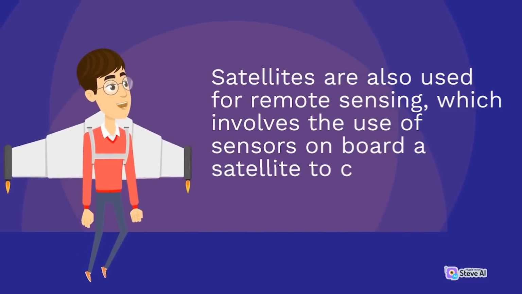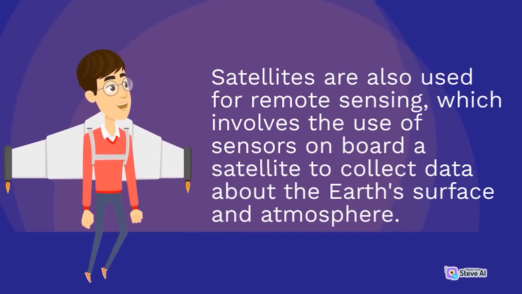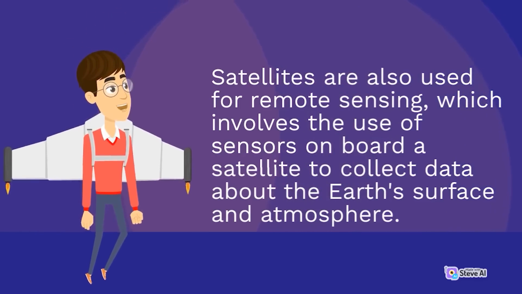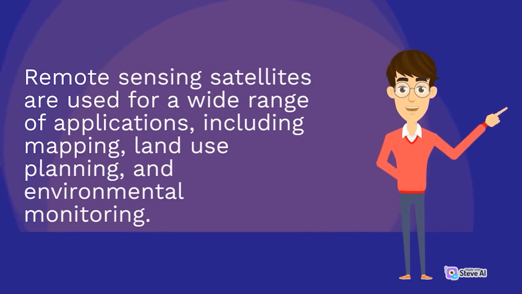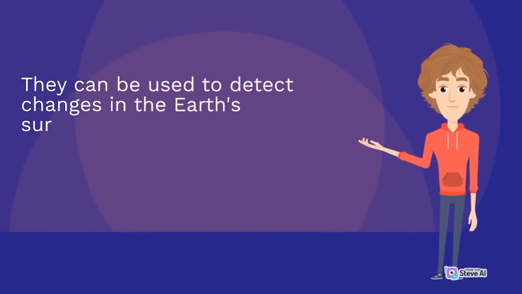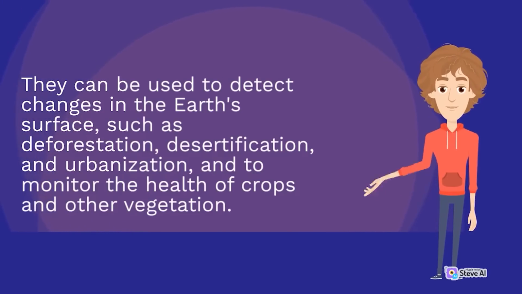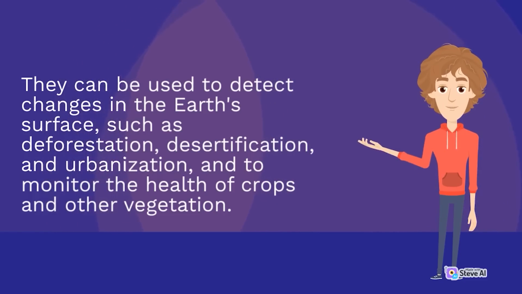Satellites are also used for remote sensing, which involves the use of sensors on board a satellite to collect data about the Earth's surface and atmosphere. Remote sensing satellites are used for a wide range of applications, including mapping, land use planning, and environmental monitoring. They can be used to detect changes in the Earth's surface, such as deforestation, desertification, and urbanization, and to monitor the health of crops and other vegetation.